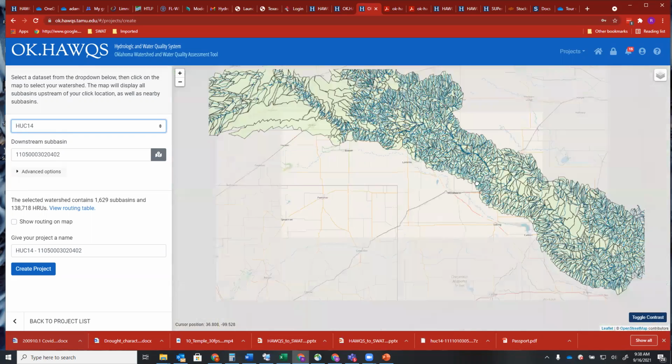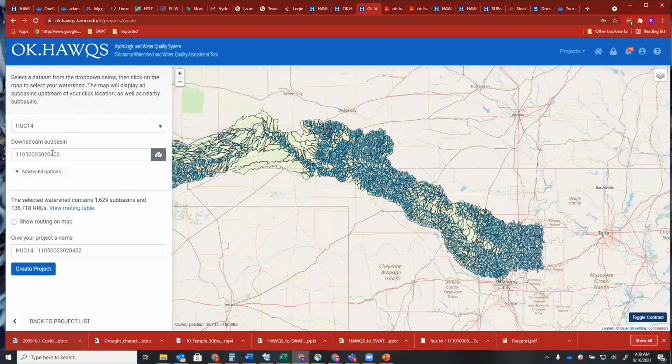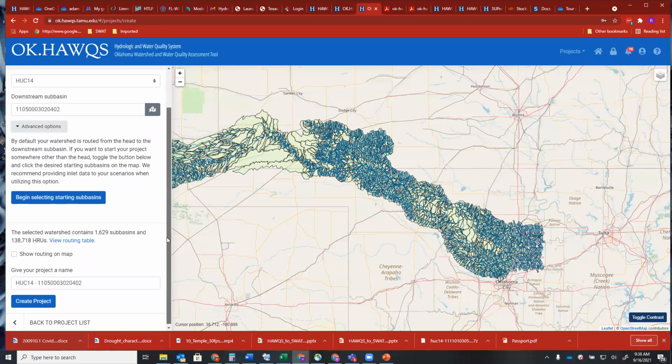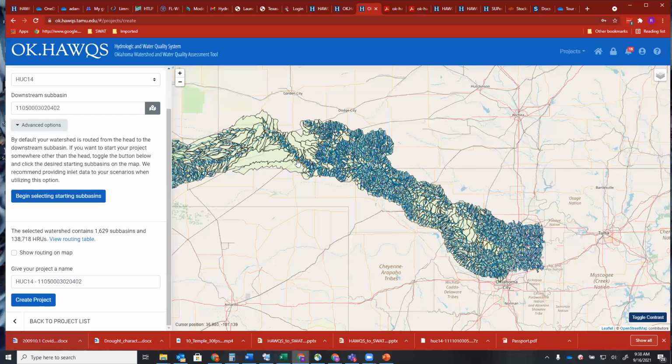Oh, by the way, there is an advanced option in which you can start and stop your watershed anywhere in the basin. For example, you don't want to model the entire basin. You want to start from the border of Oklahoma, or maybe there is a major dam here, and you say, I don't want to model anything upstream of the dam or reservoir. I want to model from the reservoir to the watershed outlet. You can do that.